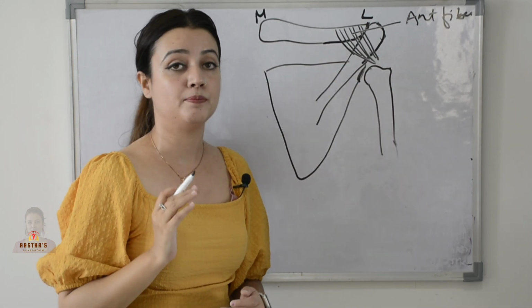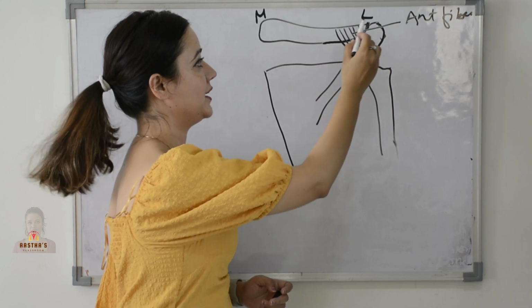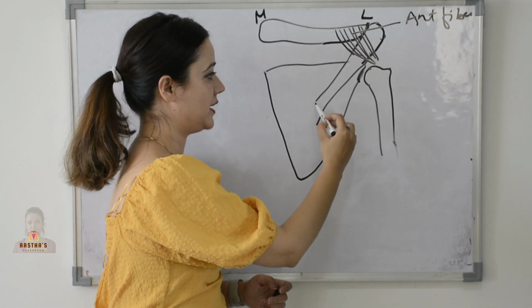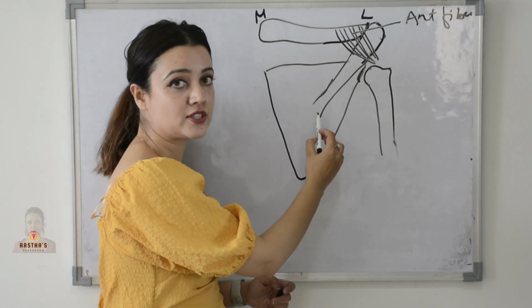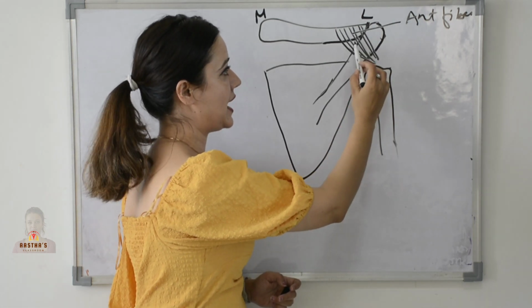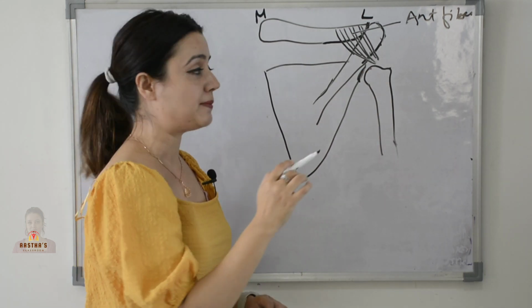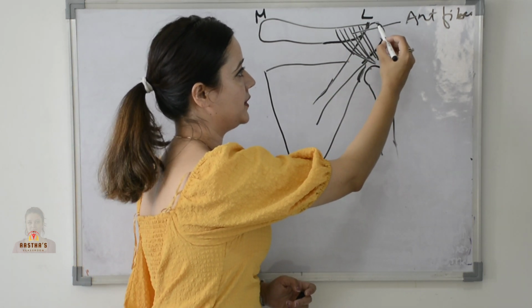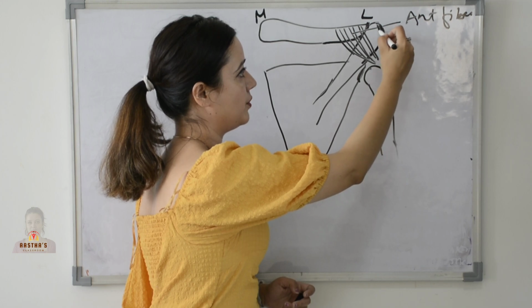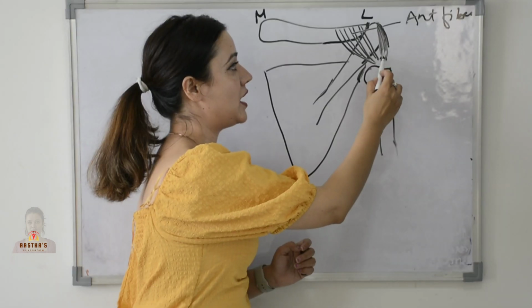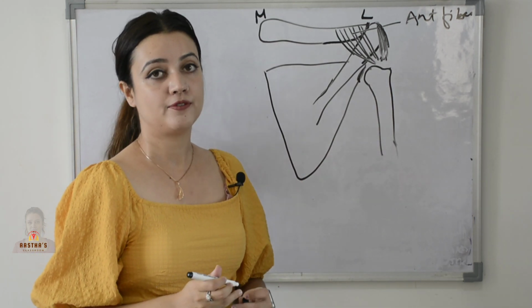Now the middle fiber comes from the acromion process of scapula. This is the scapula. This one is the spine of the scapula, which continues as acromion process of scapula. So the middle fiber originates from the lateral border of the acromion process of the scapula. This forms our middle fiber.